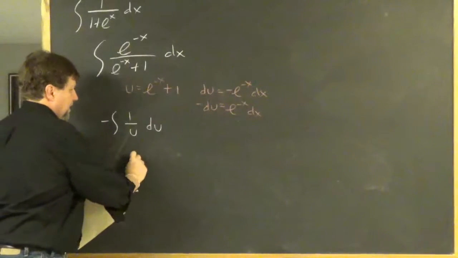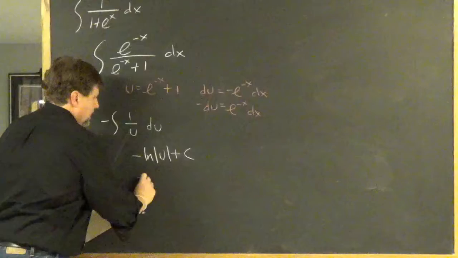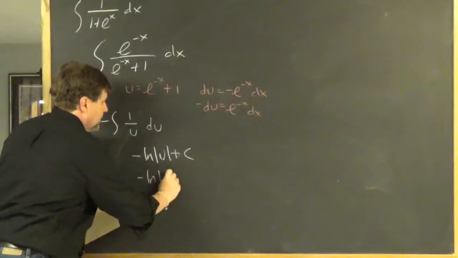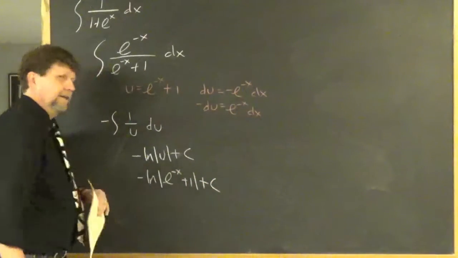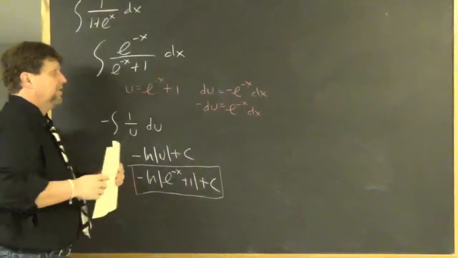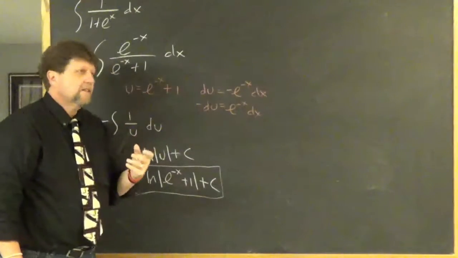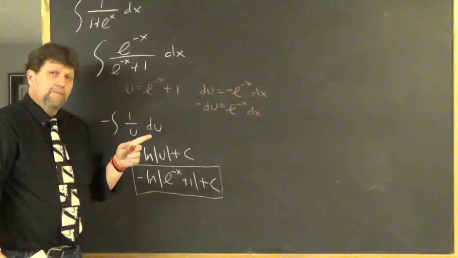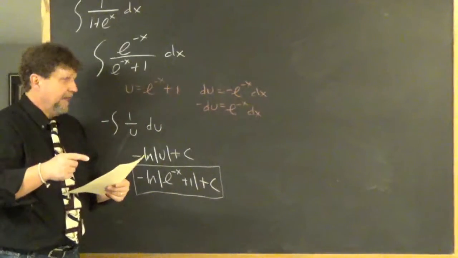We immediately have negative natural log absolute value of u plus c. Okay, there's my u. So negative natural log absolute value of e to the negative x plus 1 plus c. That's what we came up with by doing the trick of multiplying numerator and denominator by e to the negative x and then doing a basic u sub. But the way we had just done it before, where we did partial fractions, we came up with the answer.